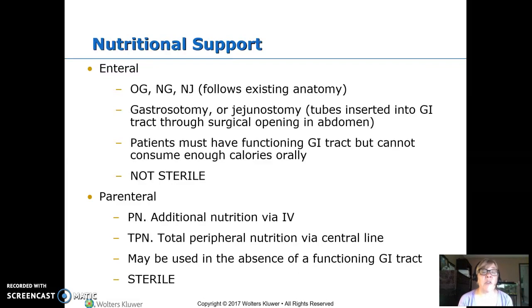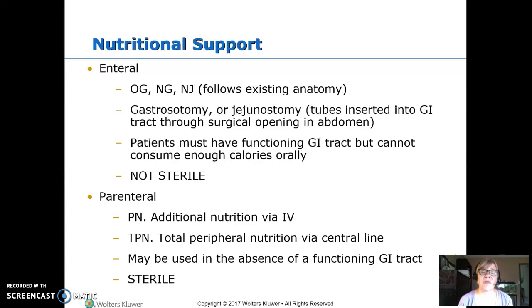Nutritional support. We can give nutrition enterally or parenterally, right? Enteral follows existing anatomy. So on neonates, sometimes OG, older kids, NG, nasogastric, orogastric. We do a lot of NJ tubes, so going into the jejunum, still through the nose, the tube down into the jejunum. Less risk of reflux, not quite as normal, right? Because you're bypassing the acids of the stomach, you're bypassing the duodenum where all those pancreatic enzymes enter.